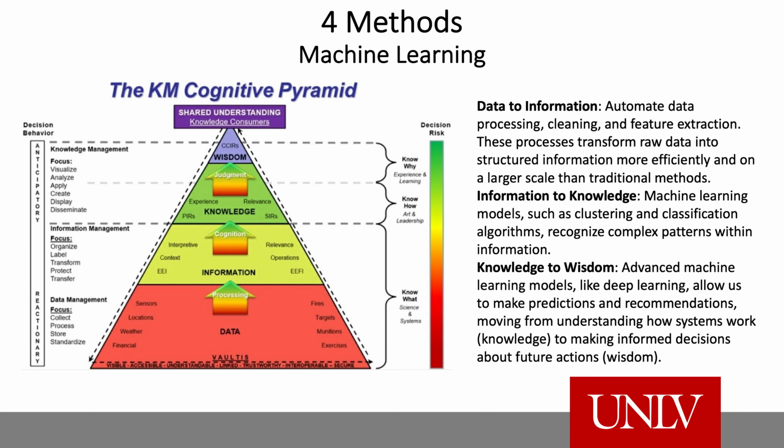Machine learning helps us handle larger and more complex datasets and supports the transition from knowledge to wisdom in the DIKW framework. As we move from data to information, machine learning algorithms can automate data processing and feature extraction, helping us structure data at scale. From information to knowledge, models such as clustering and classification identify hidden structures and recognize meaningful patterns. From knowledge to wisdom, advanced models like deep learning enable prediction and strategic decision-making, helping us anticipate outcomes and choose optimal actions. Data mining ties these ideas together.